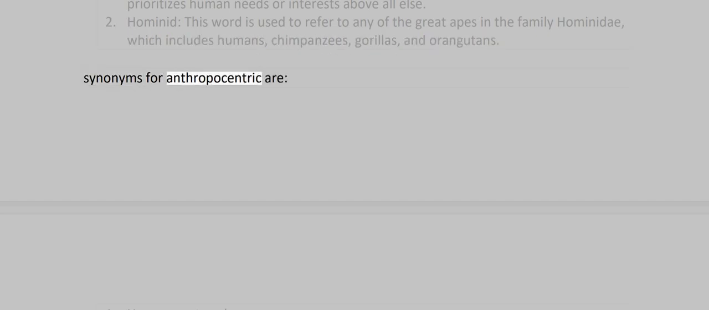Synonyms for anthropocentric are: 1. Human-centered. 2. Human-focused. 3. Human-oriented. 4. Anthropomorphic. 5. Egocentric. Antonyms for anthropocentric are: 1. Biocentric. 2. Ecocentric. 3. Non-anthropocentric. 4. Non-human-centric. 5. Non-anthropomorphic.